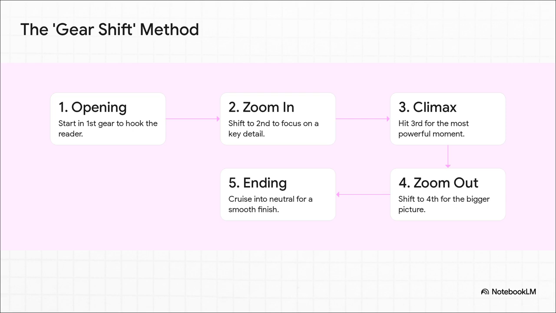Seriously, imagine your writing is a little car journey. You start off in first gear with your opening. Then you shift up to second as you zoom in on a specific detail. You hit third gear for the climax or the most dramatic bit, shift to fourth as you zoom back out, and then just cruise into neutral for a nice, smooth ending.